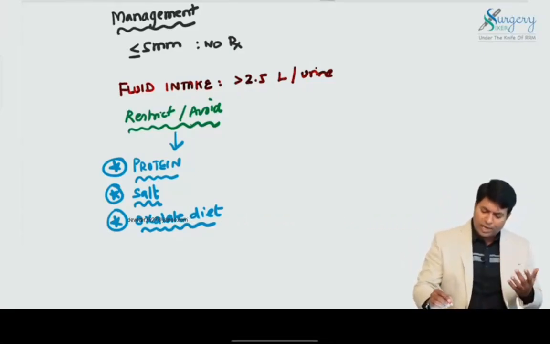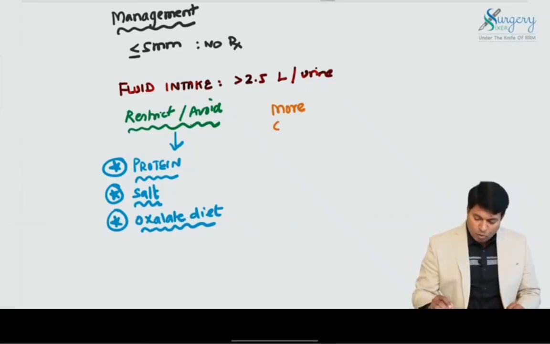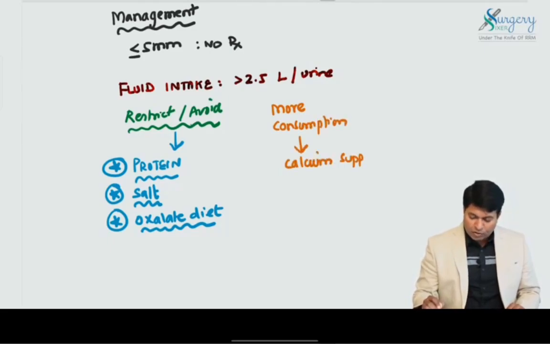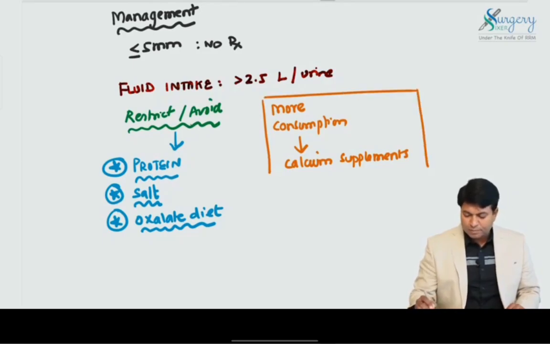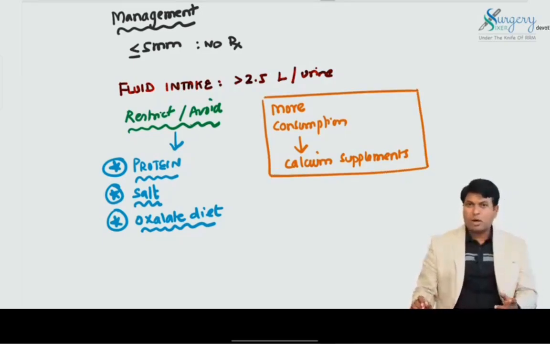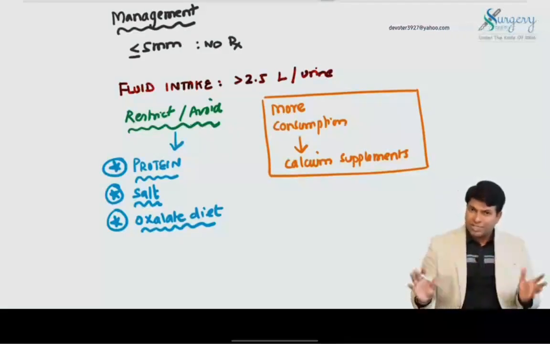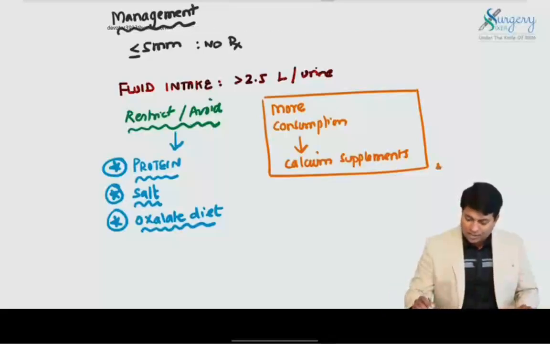And what can we advise them to consume more of? This looks like a paradox, but remember, calcium supplements are more advised for these patients. Though we have calcium oxalate stones, calcium phosphate stones, calcium supplements will make the calcium deposit in the bone rather than come out in the urine. So calcium supplements are advised for these patients.